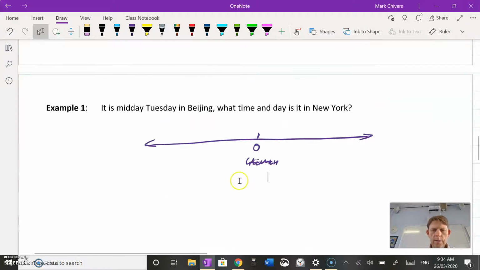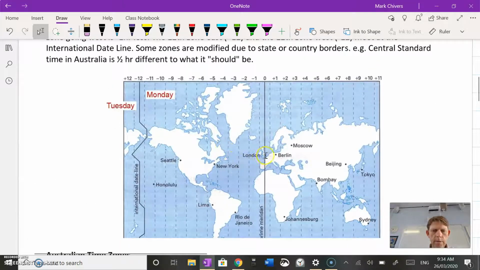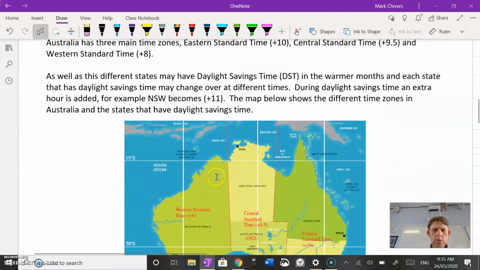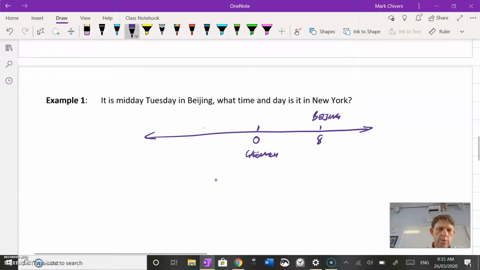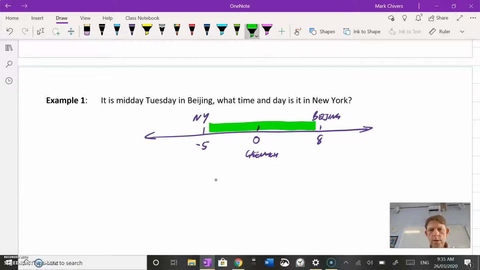So Beijing is going to be 8, that's going to be Beijing. And then New York is the other way. If we go from England, from the prime meridian, we get to New York, and New York's in this -5 bracket. So New York is 5 hours behind. So it's here. So we just need to know the difference between these two. I can see just by using a number line that I'm going to have to add the two, and that's what I like about the number line.